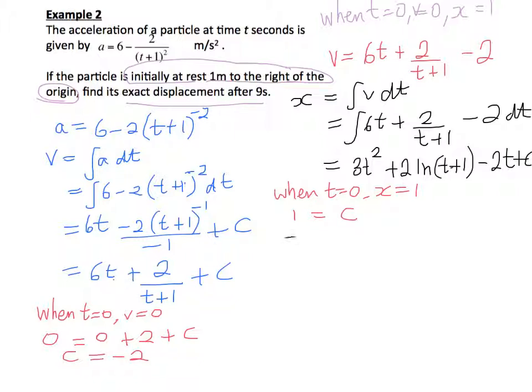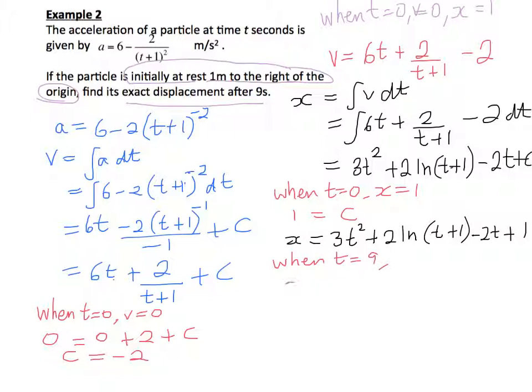So let's rewrite our displacement. X equals 3t squared plus 2 log of t plus 1 minus 2t plus 1. And we're going to use that to actually answer the question. The question says find its exact displacement after 9 seconds. So that means we need to substitute in t equals 9 to find x, which is our displacement.